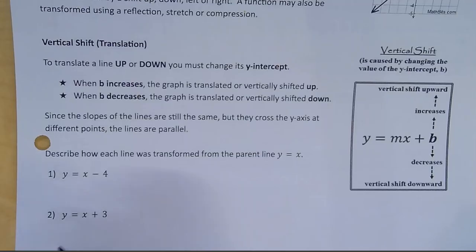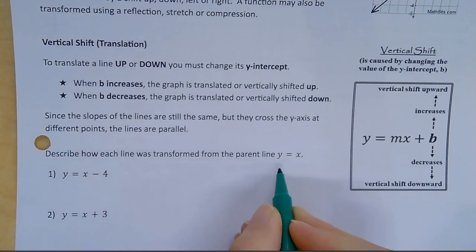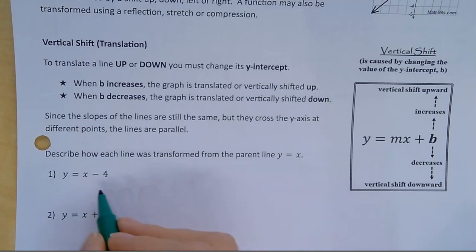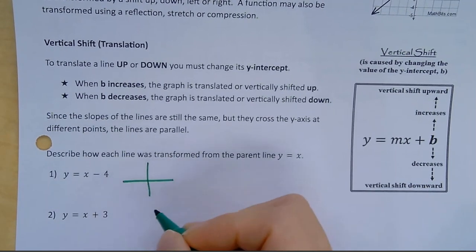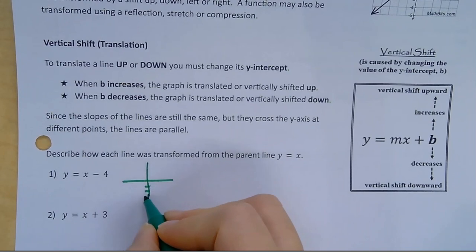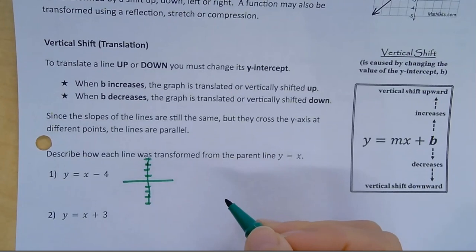And so on paper, when it says describe how each line was transformed, as we looked in Desmos, we could see that we went from y equals x to y equals x minus 4. We could see that we physically went down. You can draw yourself a sort of approximate coordinate grid, and if you have some lines, 2, 3, 4. I'm only going to draw those vertical lines because I don't really care what's happening on the x-axis right now.